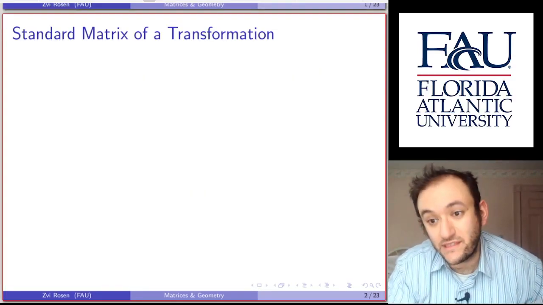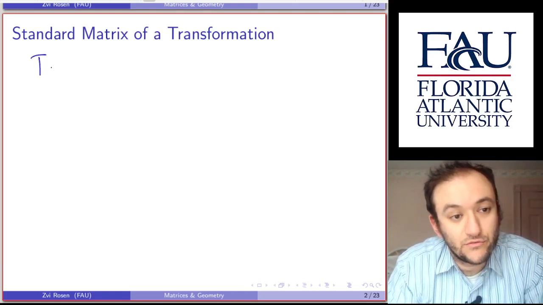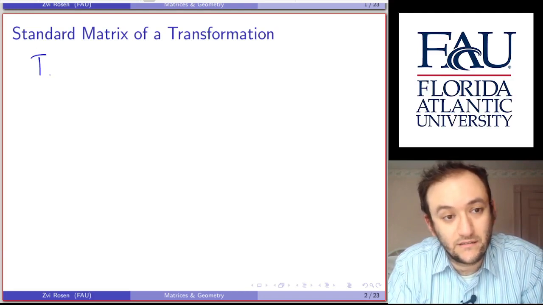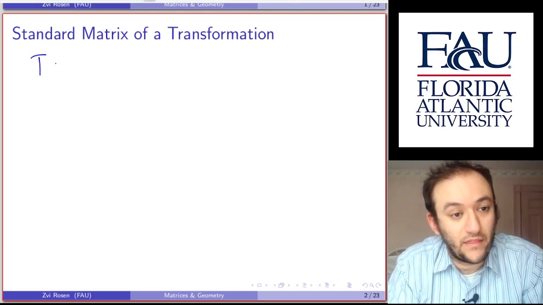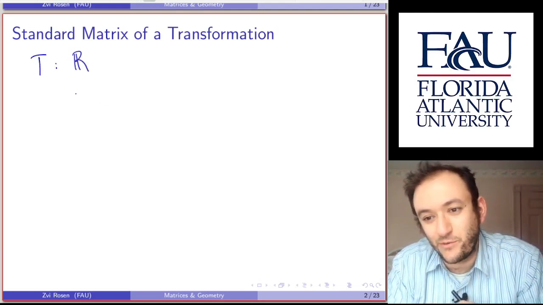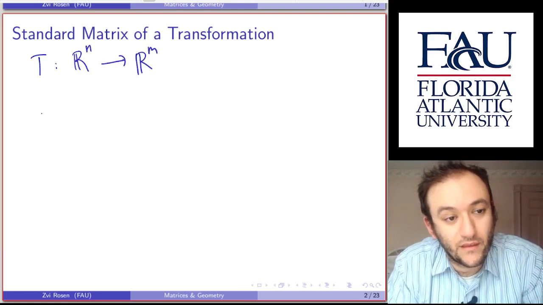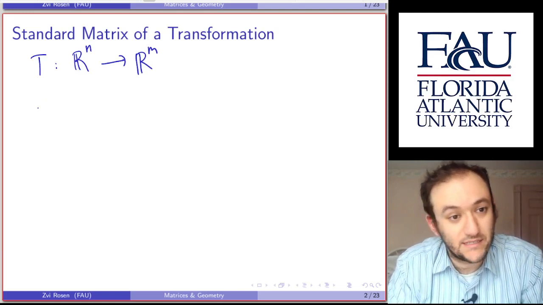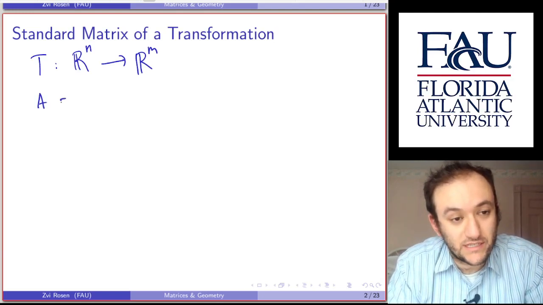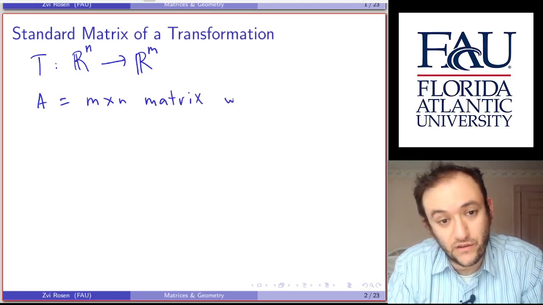Okay, so we'll remind you what the standard matrix of a transformation is. So we have a transformation T, and it maps from, I always forget which I want to put first, M or N, let's say it's R^n to R^m. Then there's a matrix associated to this, which is equal to an m by n matrix, whose columns are as follows.